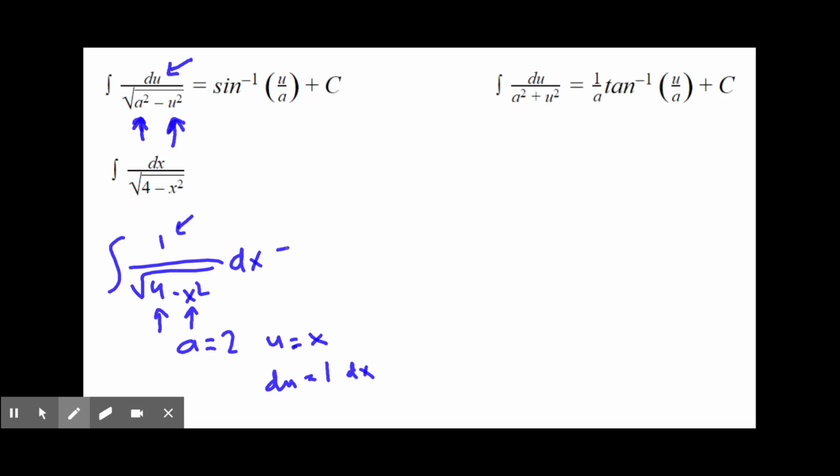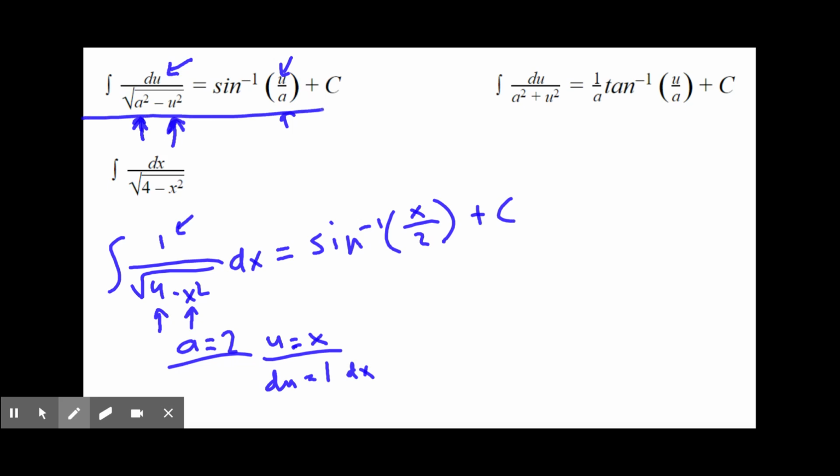And so I'm going to go ahead here and plug everything into the appropriate spots now. So inverse sine of u, you can see there is x, okay? Again, that's my x, that's u. So on the top right here, I put an x. And then on the bottom a is 2. That goes right there. Bam, done, okay?